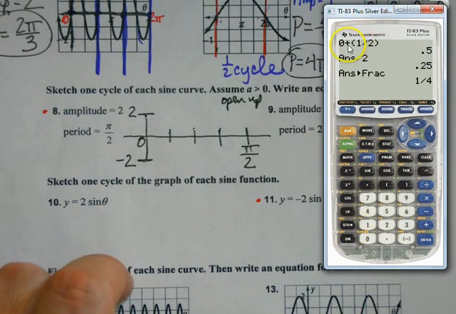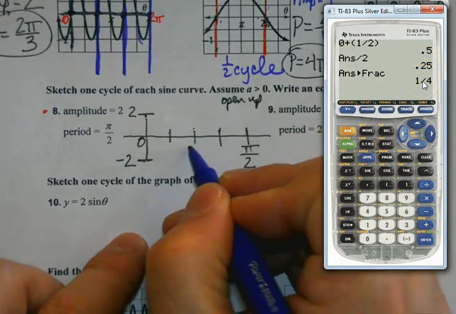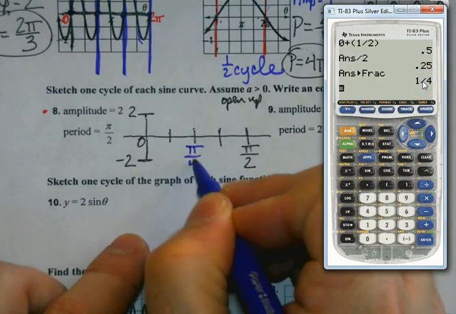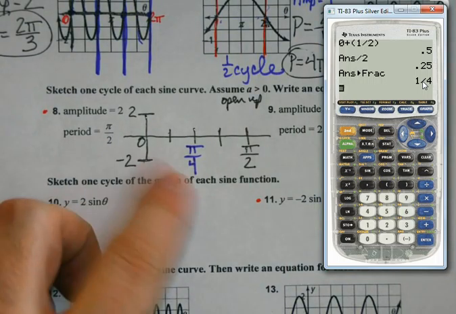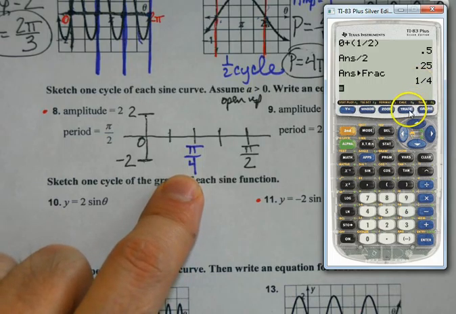We added the 0 and 1/2 and found out that it was 1/4. So 1/4 is pi over 4. Get that in the middle. Now I've got to figure out what's between 0 and 1/4. So I got 0 plus 1/4 is 1/4. I could have put in the 0 plus, but that would take a lot of time we didn't need.